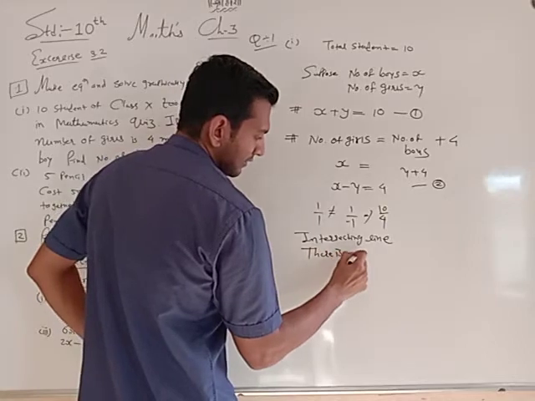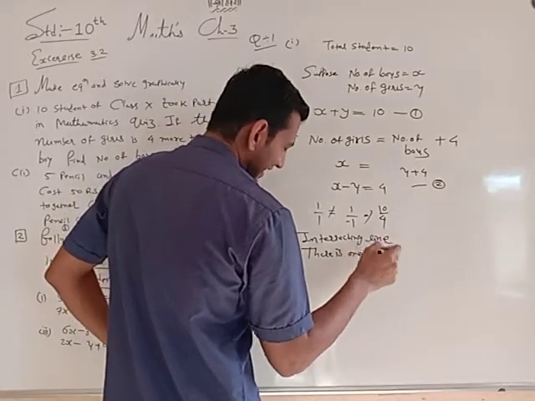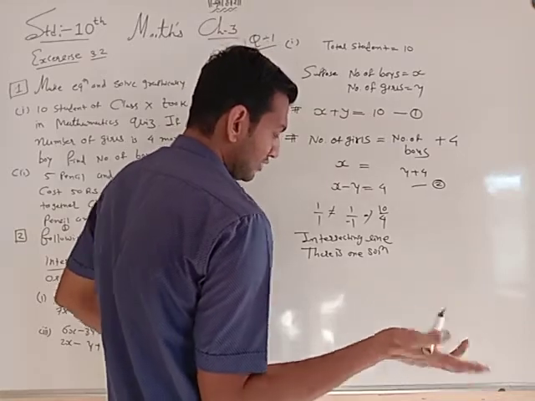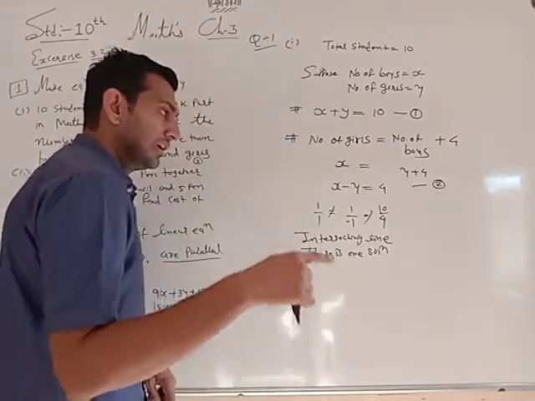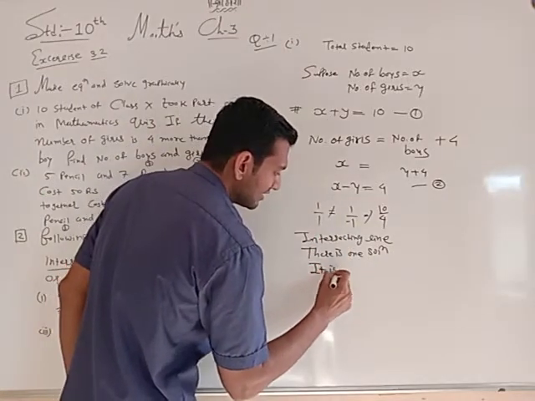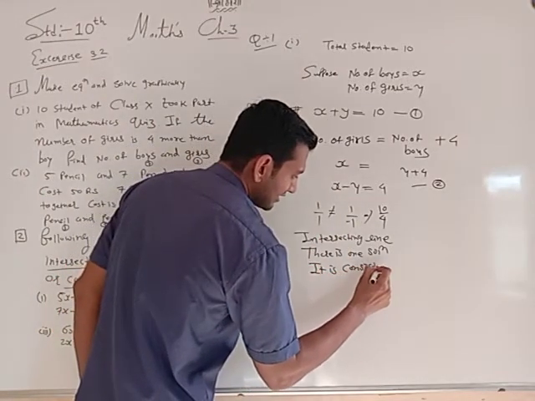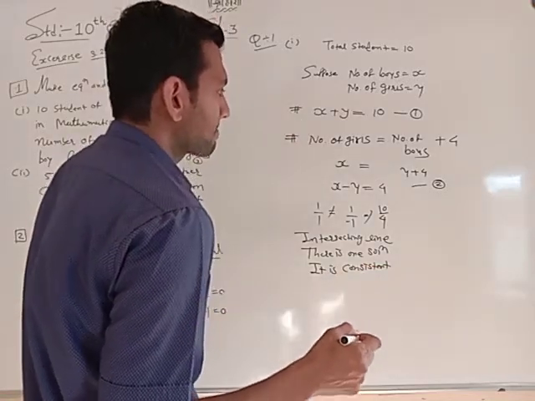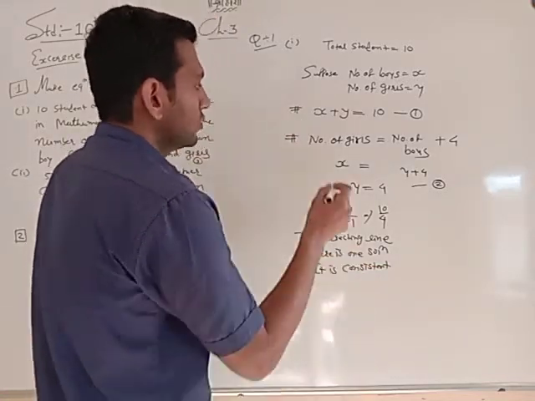There is one solution, and if a pair of linear equations in two variables has one solution, it means it is consistent. Now let's find the solutions.